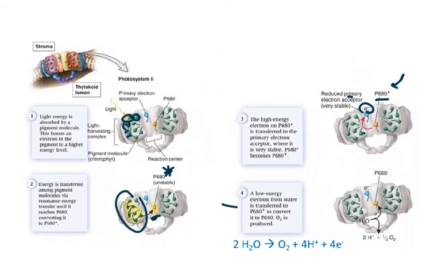It says here, a low energy electron from water. So here comes water. Water is going to lose its electrons and become oxidized. So water loses an electron. Here you go, P680. Look, you have an electron again. Oh, look, you're back to normal. And then P680 can do it again and pop off another electron. So water gives P680 back an electron. And when water does this, water loses its electron and is oxidized.